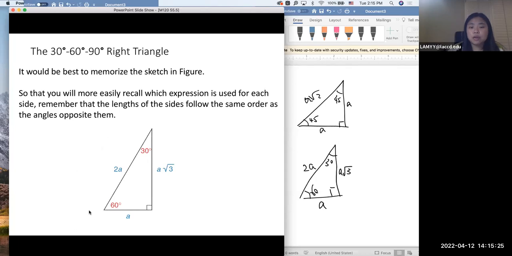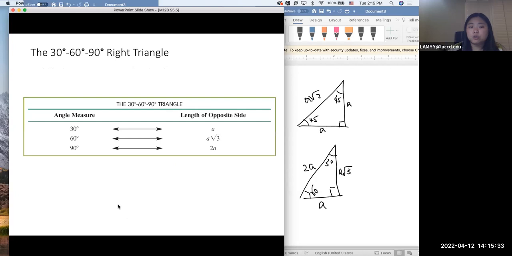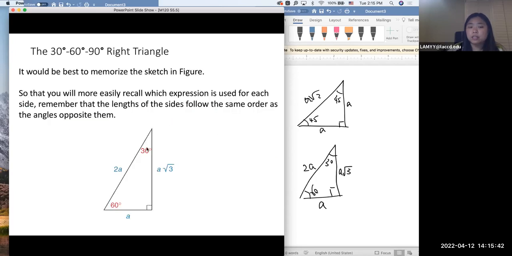So now you have another 30, 60, 90 triangle. Make sure you don't mess up the sides in here, okay? You should remember the angle measurement of 30 degrees, the opposite side is going to be A. So look at it this way: 30 degrees, opposite side is A; 60 degrees, opposite side is A square root 3; 90 degrees is going to be 2A.